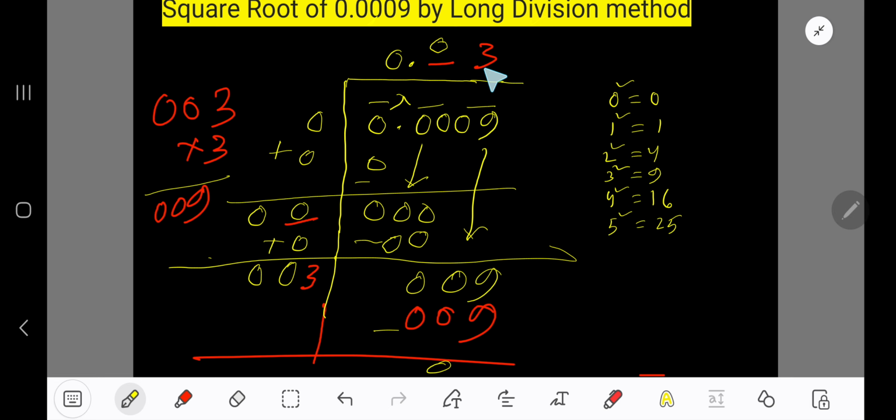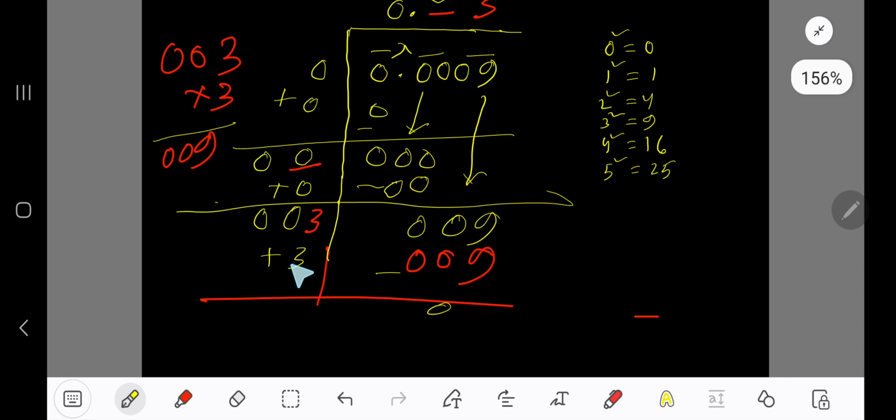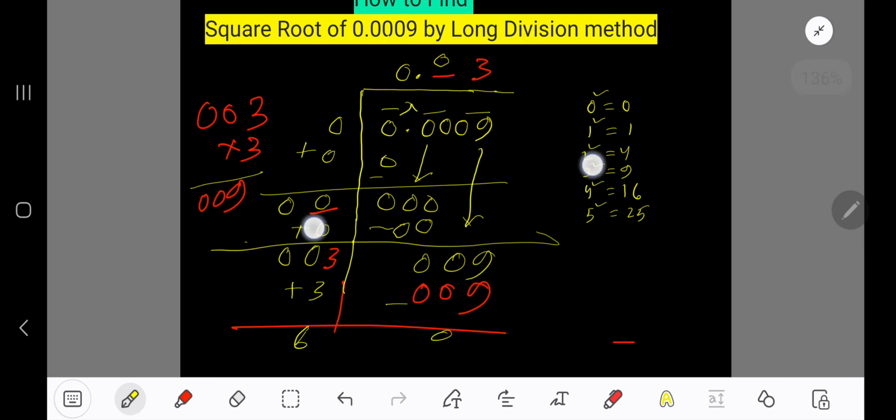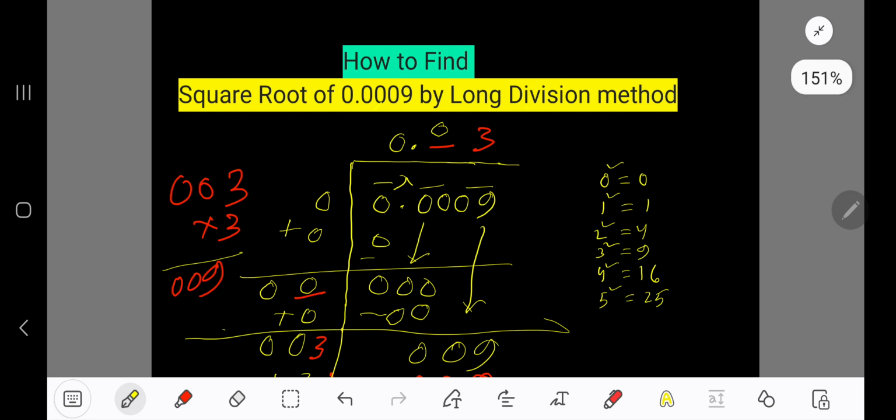As you have placed the digit 3 here, write 3 and add 3 plus 3, 6. You can write this 0 or not, that does not matter. If you omit this decimal, then the double of 3 is 6. This signals that our answer is correct. So our answer is 0.03. The square root of this 0.0009 equals 0.03.